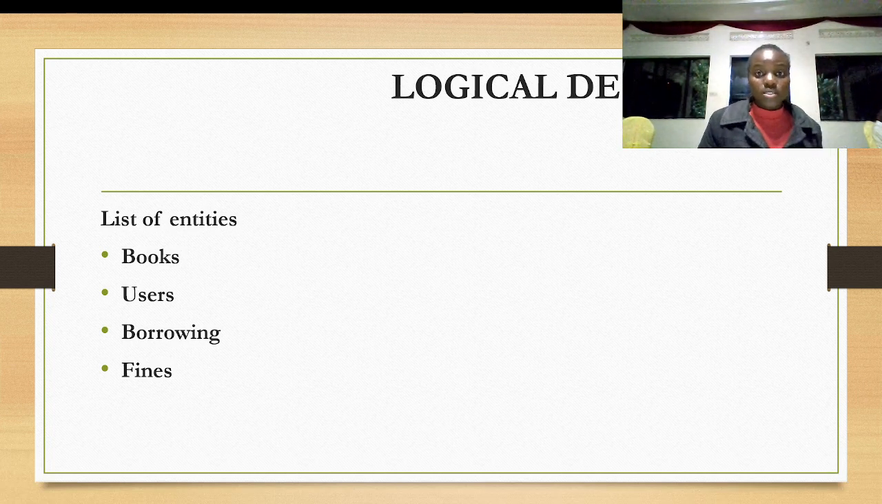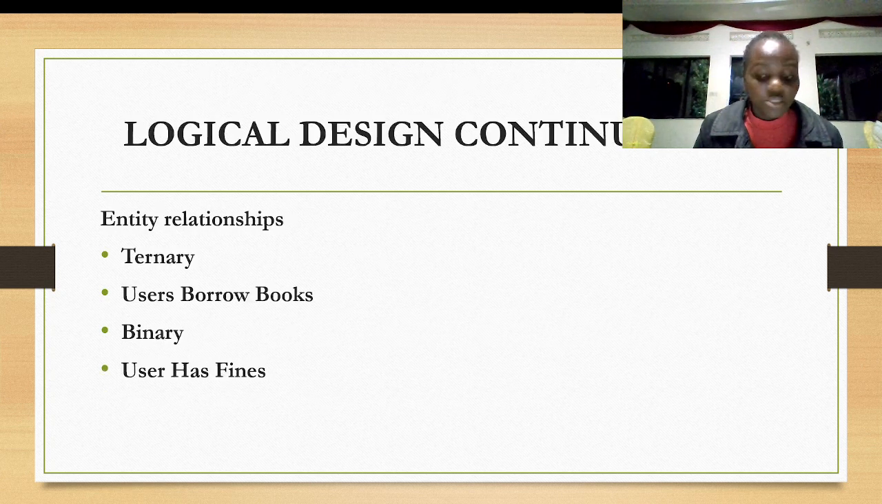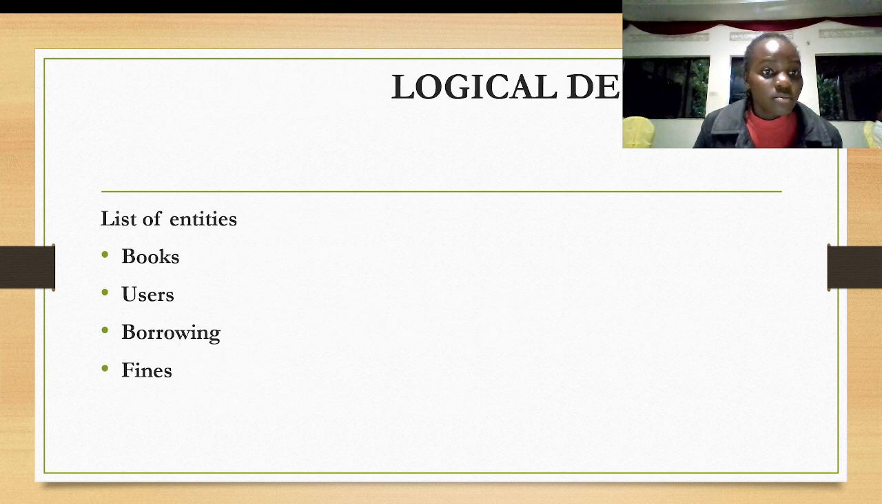So we go to the logical design of our library management system. With this logical design, we have the list of entities and attributes. Then we have the entity relationships. With our entities, we have the books, users, borrowing, and fines. The entities are like the tables. They are tables, with columns, in our database systems.